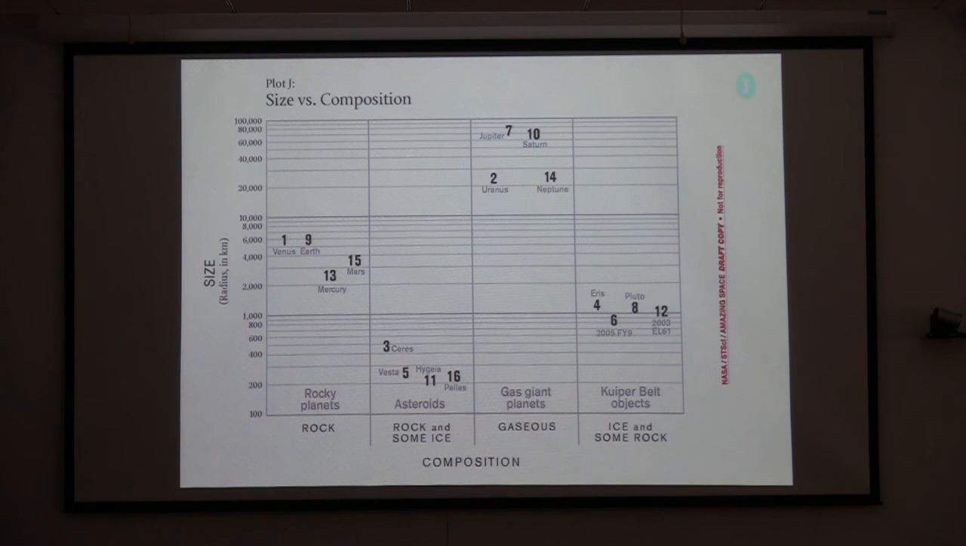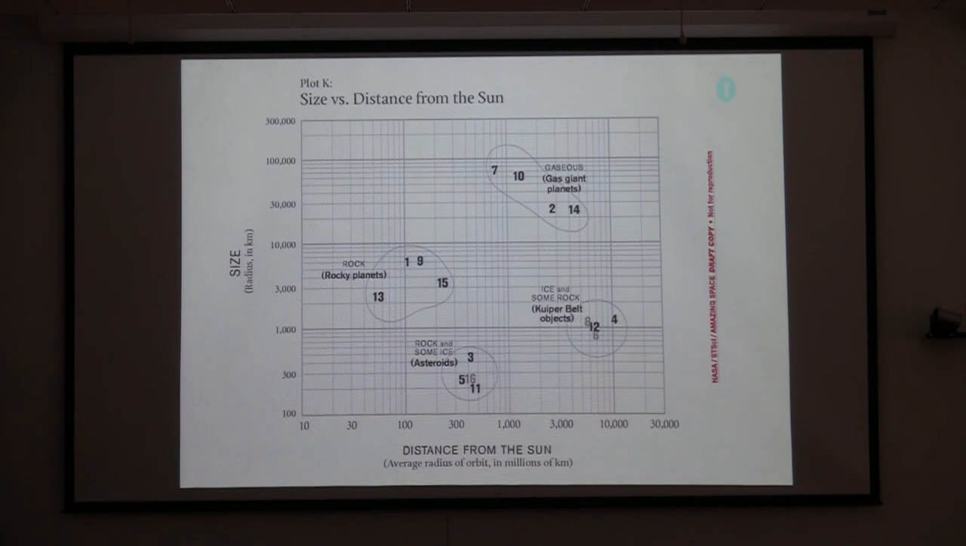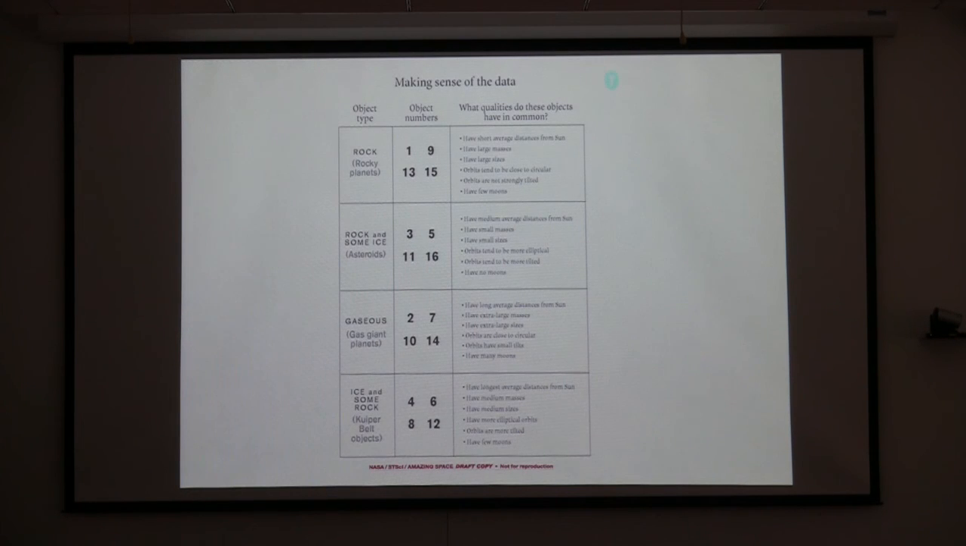Okay. Here is size versus distance from the sun, again with the identifications for you. And finally, here's the making sense of the data. And so if you look at the asteroids, you can see that they've got the distances, the masses, they tend to be more elliptical, they tend to be more tilted. Notice when we use the word tend to, it doesn't mean that they're always more elliptical, they aren't always more tilted, but they tend to have more of that, okay?